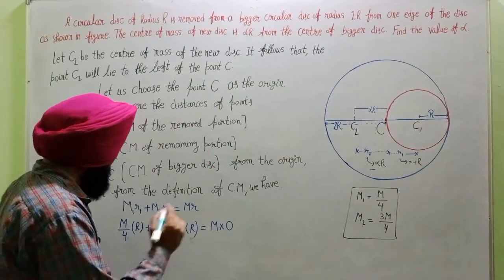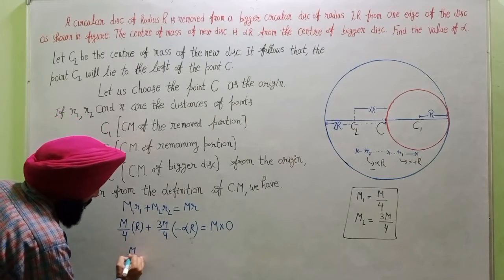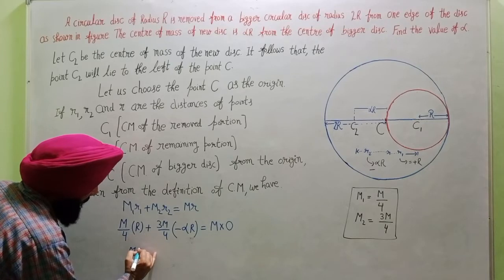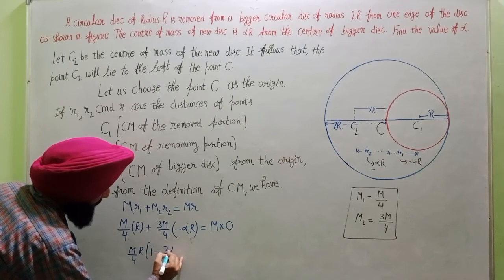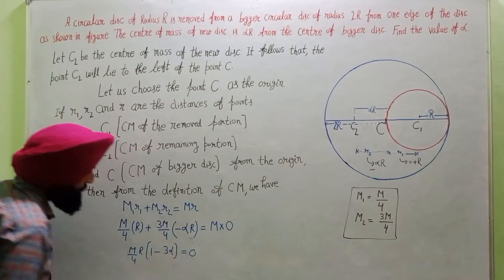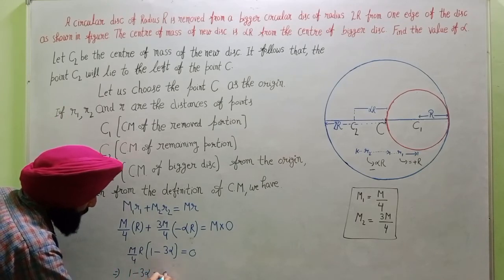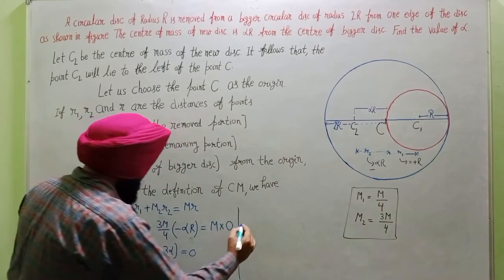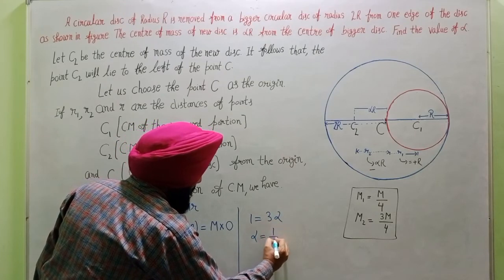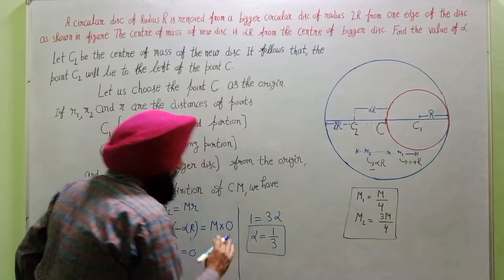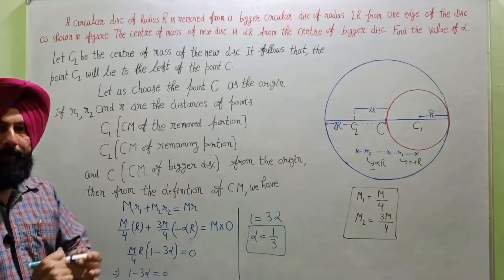So R is 0. Now M is common, 4 is common, R is common. So M over 4 and R, and it means 1 minus 3 alpha equals 0, which implies 1 equals 3 alpha, so alpha equals 1 over 3. That is our answer. I hope you have understood.